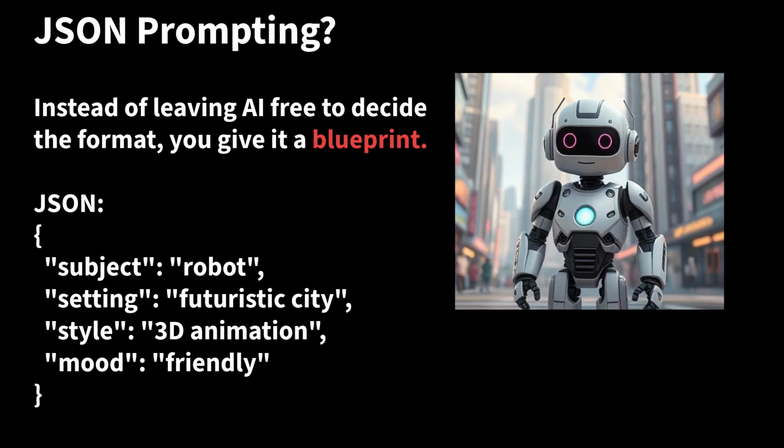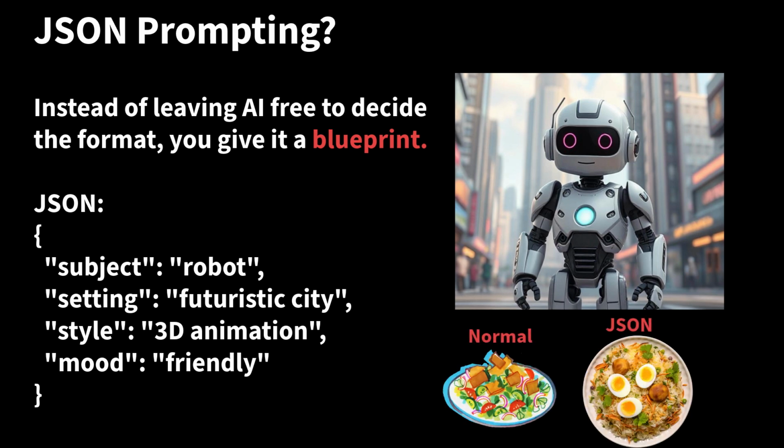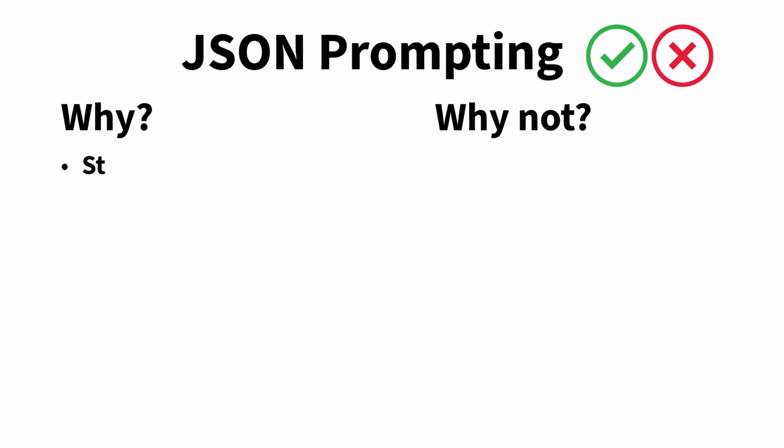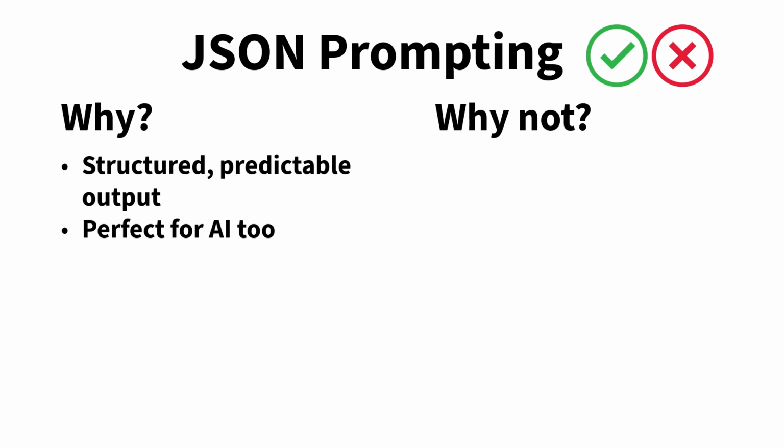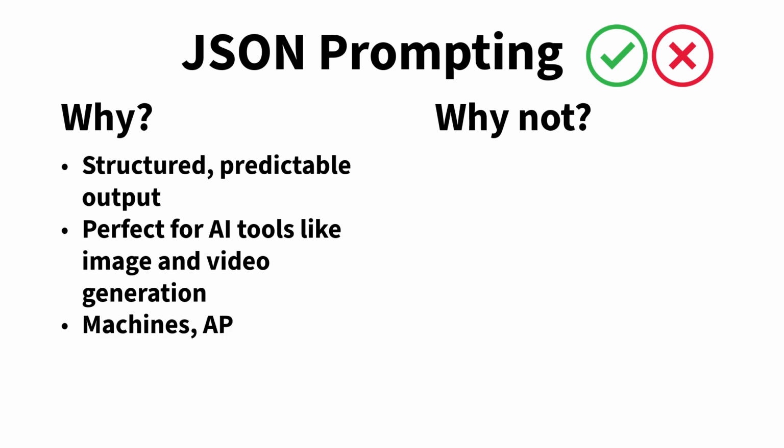Think of JSON prompting as filling out an order form. If you call and tell a chef, cook me something nice, you might get anything. But if you fill out a form, starter, main dish, spice level, and dessert, you get exactly what you wanted. That is how JSON prompting works. The best thing about JSON prompting is it is structured and it has predictable output. It is perfect for AI tools like image and video generation. Machines, APIs, and agents can easily read it.